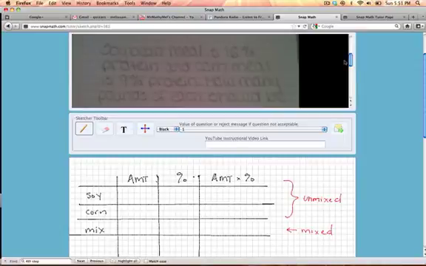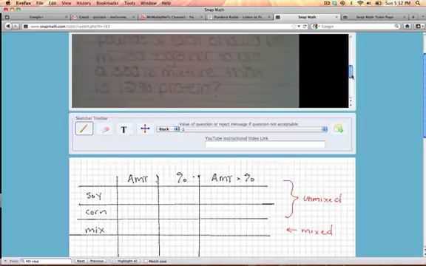Today we're going to be answering the word problem that you sent us, which says: soybean meal is 16% protein and cornmeal is 9% protein. How many pounds of each should be mixed together to get a 350-pound mixture that is 12% protein?